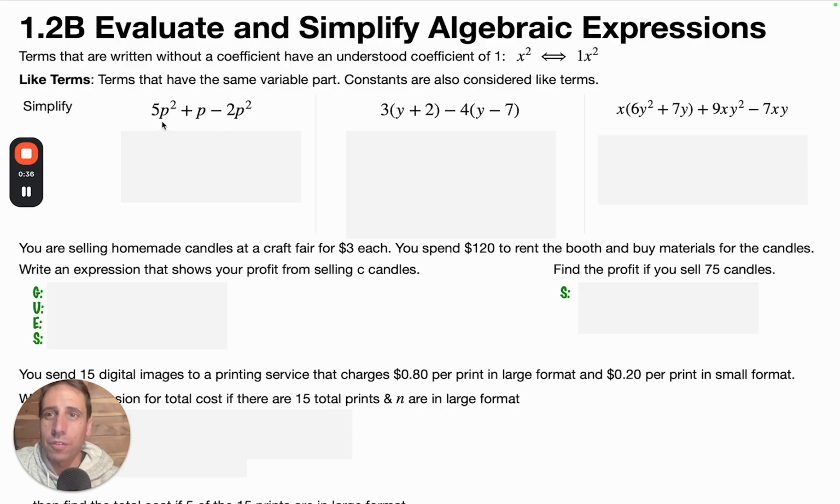So for example, if you see this right here, now remember, this p is really the same thing as a 1p. The like terms are going to be the ones that have the same variable part. That's the first one here and the last one here. So what we really need to do is combine the 5p squared and the minus 2p squared.